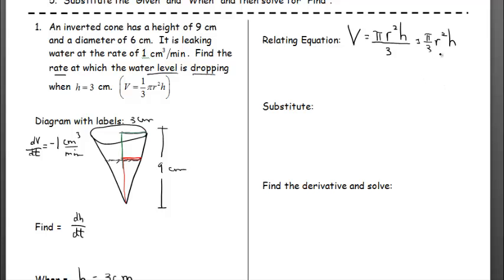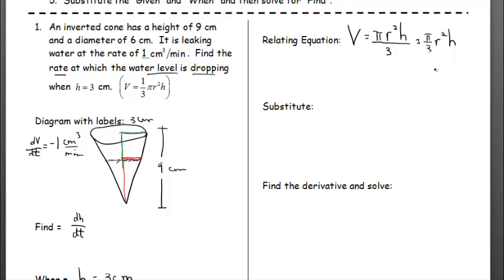Remember, we're differentiating with respect to time, and because the radius of the water is changing as the water is leaking out, and the height of the water is changing as the water is leaking out, both r and h are changing. We're going to have to apply the product rule. Well, no one wants to do that.